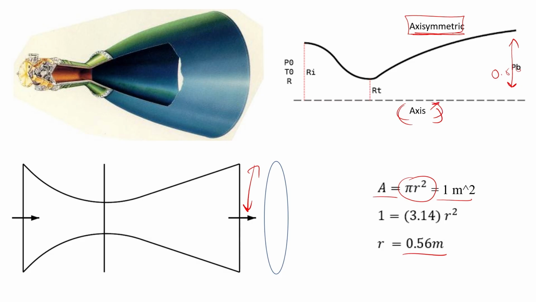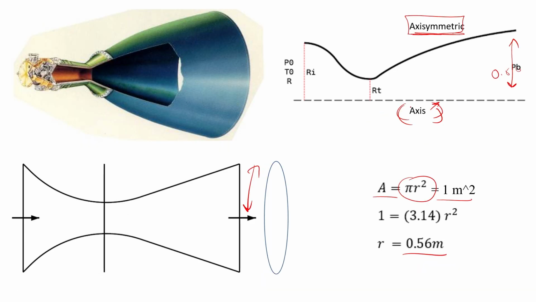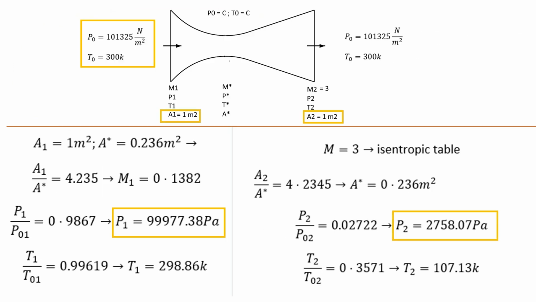So I have to define this as an axis. In the previous case it is planar, so I defined a symmetry. Here it is axisymmetric, so I have to define it as an axis. These two are very important. So I will go with this axisymmetry. I will take inlet and exit nozzle height as 0.56 meter. Next we are going to find the other parameters.